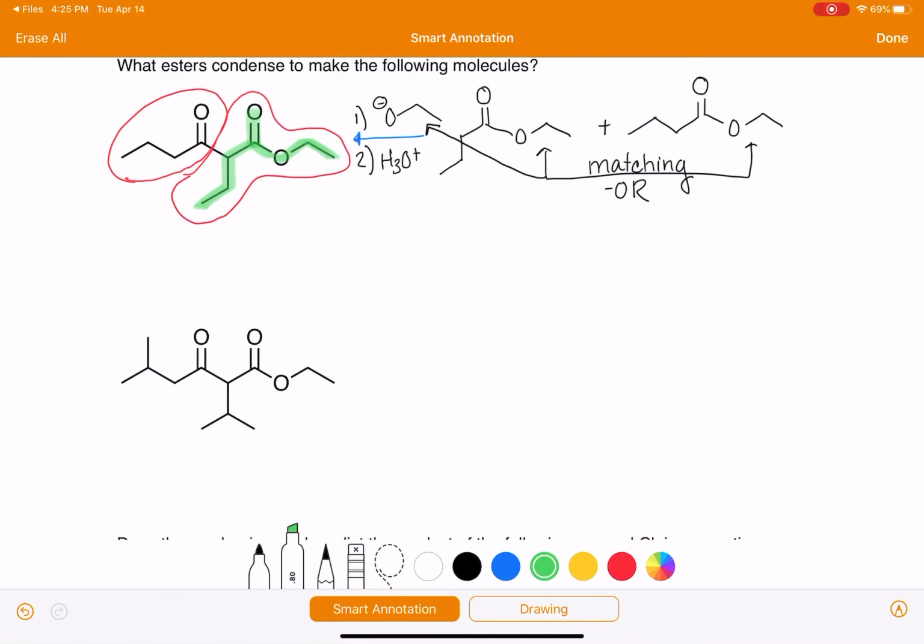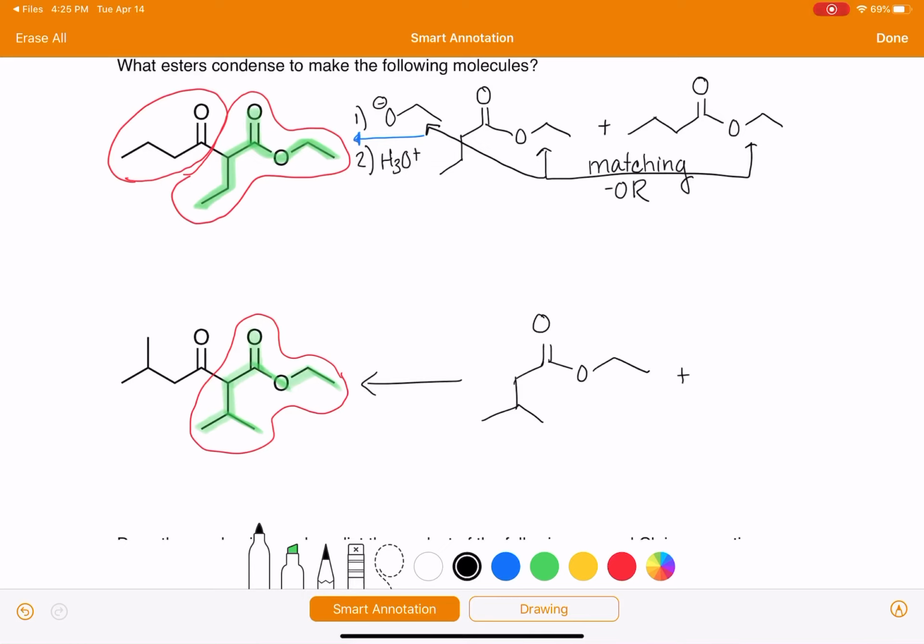So we're going to start with the OR group. I'm going to select that with the ester's OR group. And we want to follow that carbon chain, stay away from the second carbonyl group. That is not part of the ester. And that, what we've highlighted, is one of the ester molecules. So let's redraw that guy like that. The remaining portion of the molecule is our second ester.